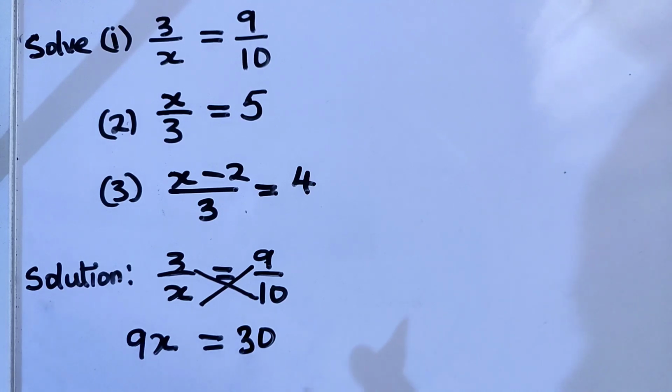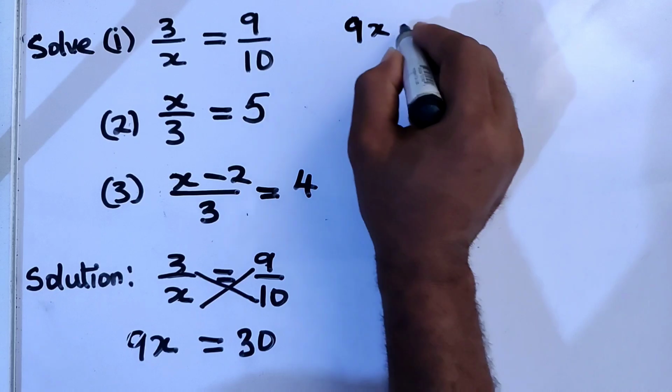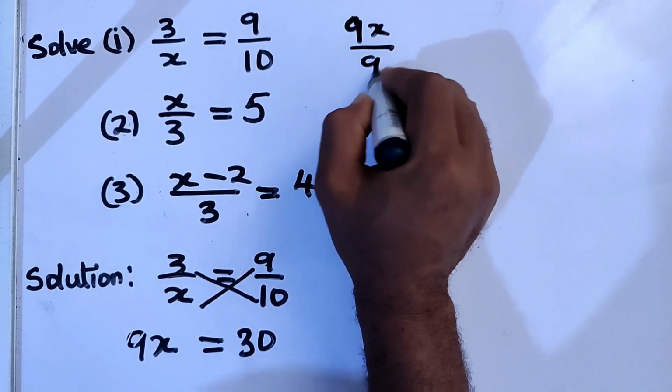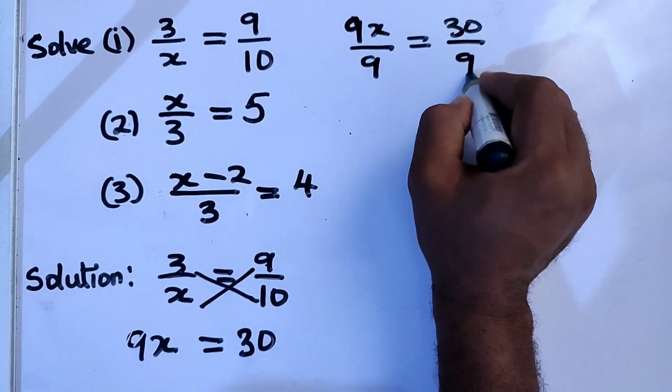To find the value of x, since we have 9 that multiplies x, what we are going to do is to divide both sides of this equation by 9, which is the coefficient of x. So we are going to divide this by 9 and divide this other side by 9. Therefore, we will have 9x divided by 9 equals 30 divided by 9.